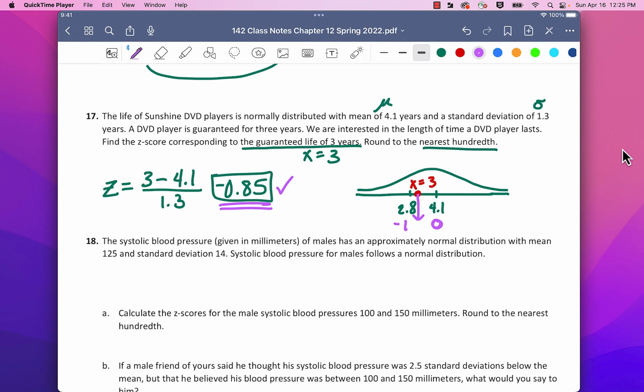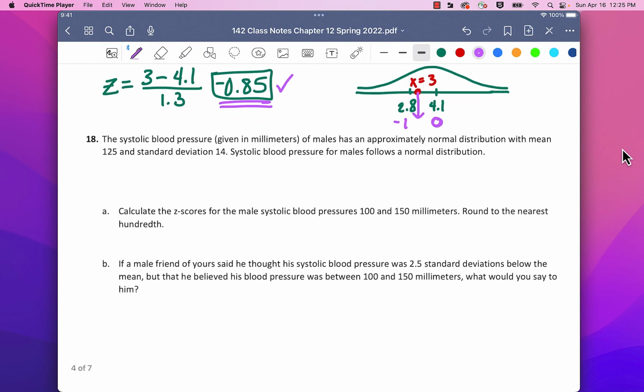So let's look at 18. One more example here. The systolic blood pressure, given in millimeters of mercury, for males has an approximately normal distribution with mean 125 and standard deviation 14. Systolic blood pressure for males follows a normal distribution. So I'm going to start in this little space we have here by drawing a quick curve and labeling it as we've been doing. So it's normal, the mean is 125, and the standard deviation is 14.